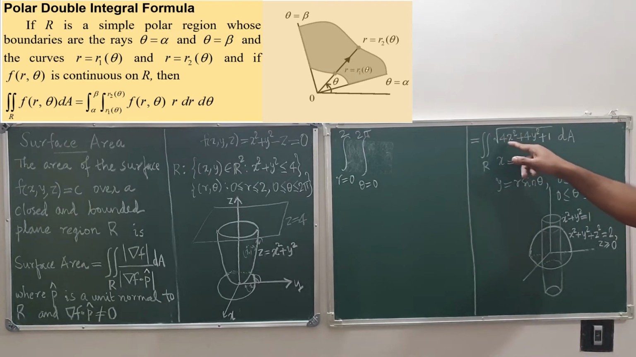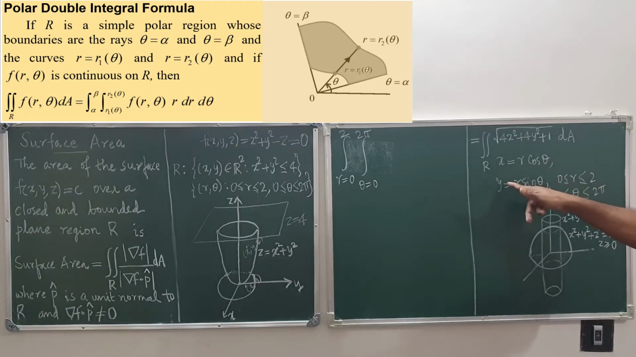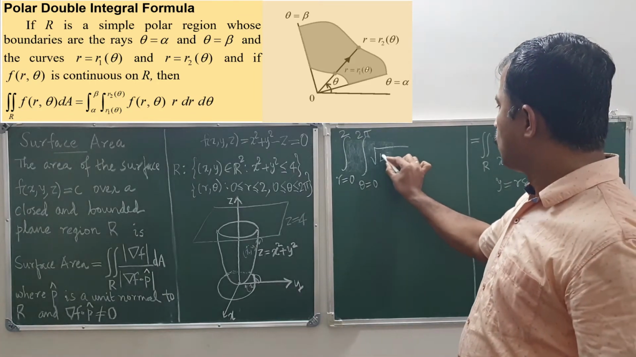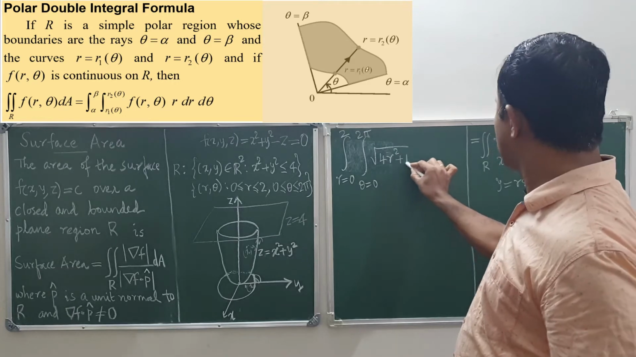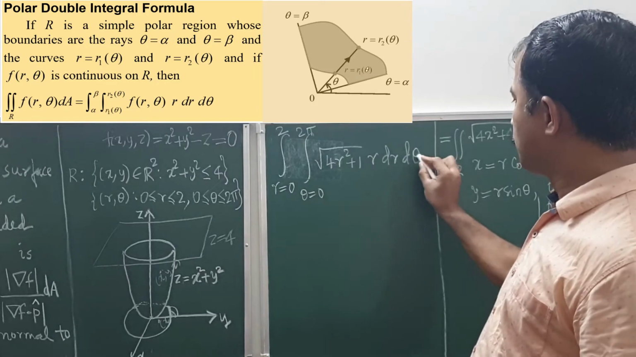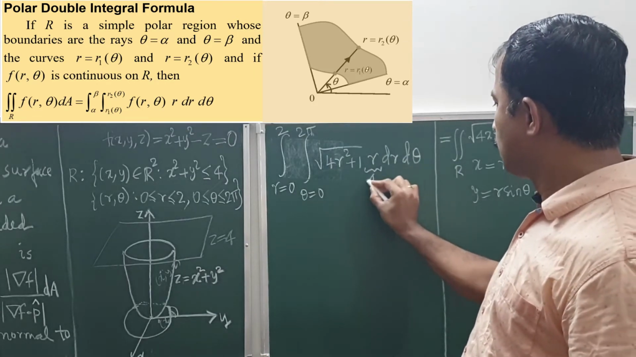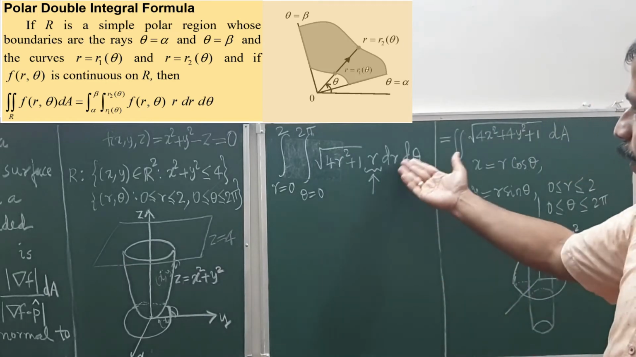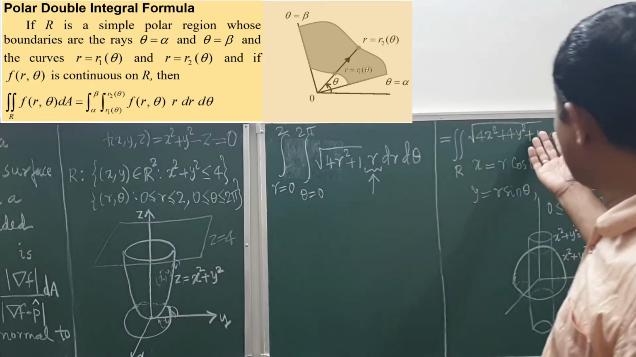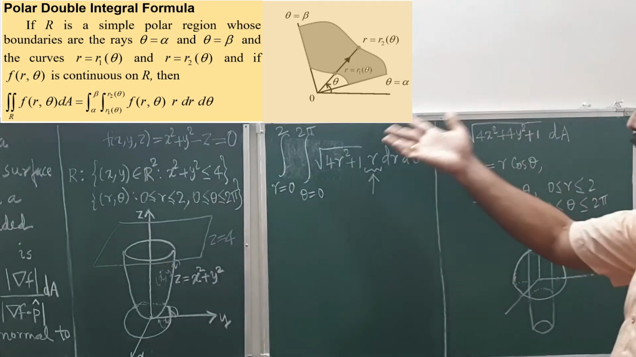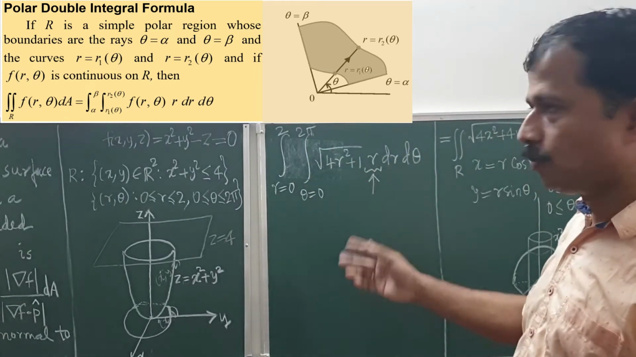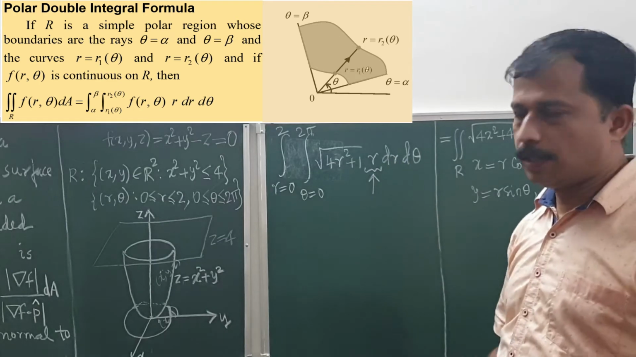Or you can simply write 4 times (x square plus y square). What is x square plus y square? r square. So this becomes the square root of 4r square plus 1, r dr d theta. This r is very important. Don't simply write dr d theta. While we convert a Cartesian double integral to the form of a polar double integral, we have to write an r like this.